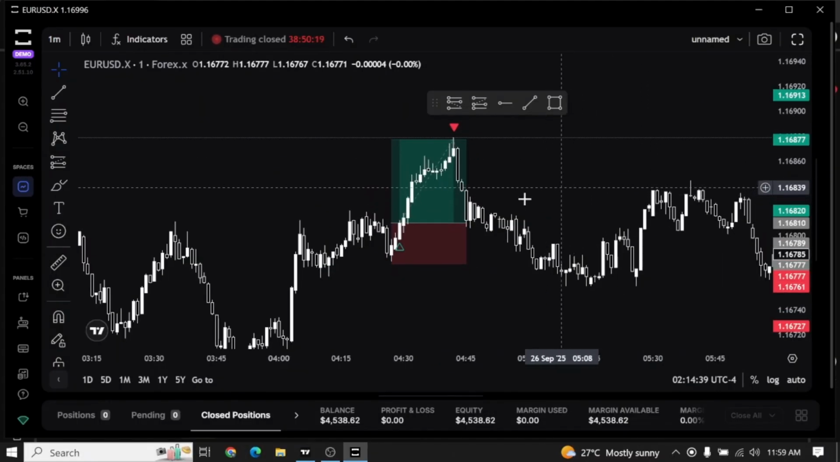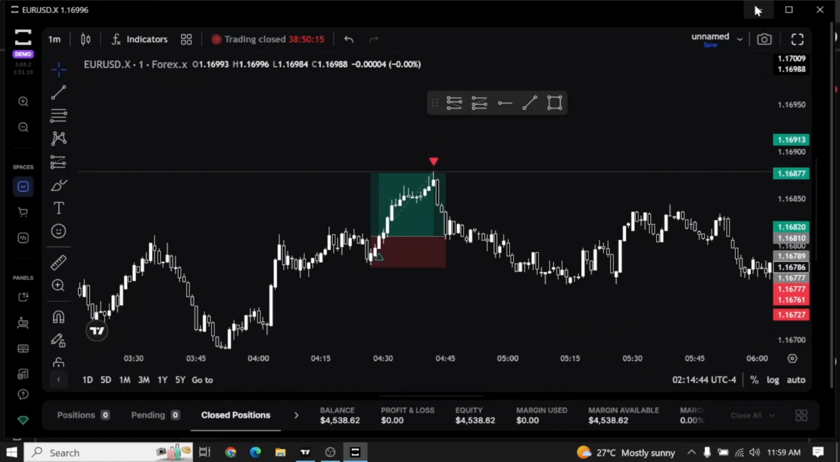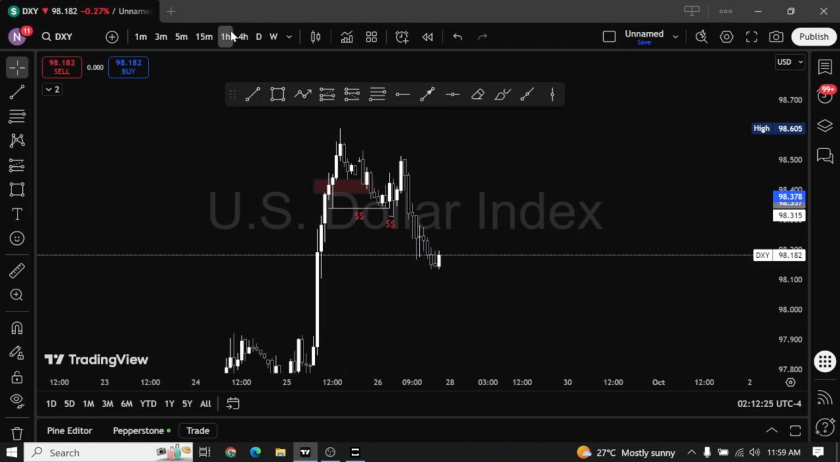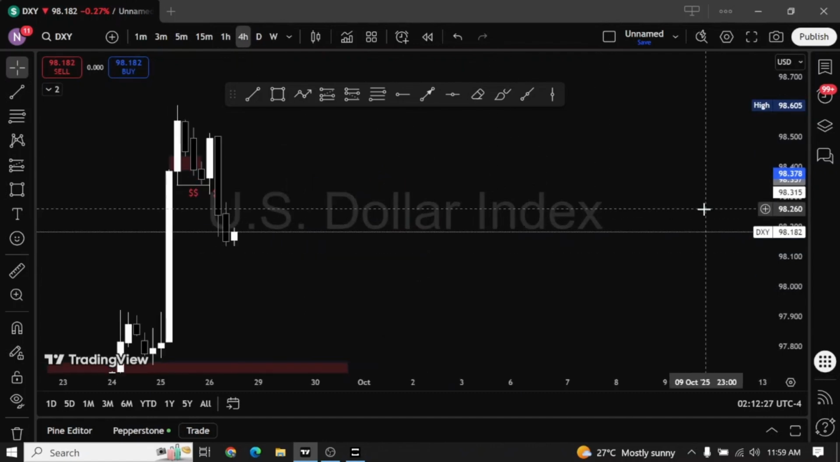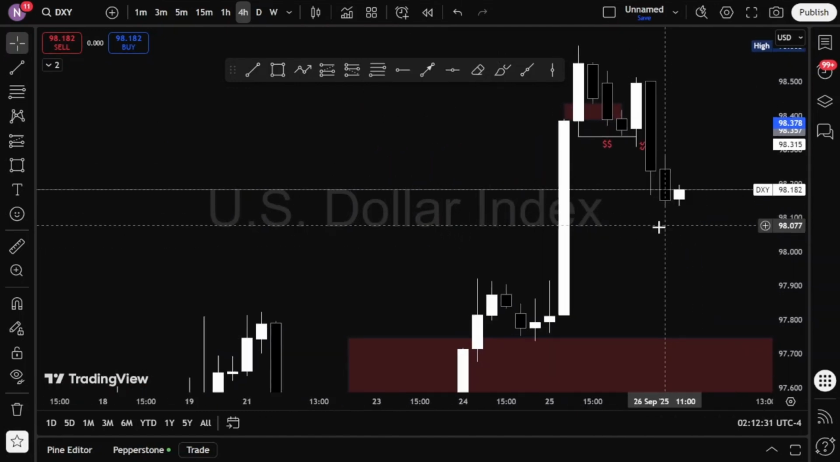So here I'm back again. It took a lot of time for me to remember this trade setup. So that's the reason why you guys must do journaling. It helps you to remember your past trade mistakes and your past trade setups.